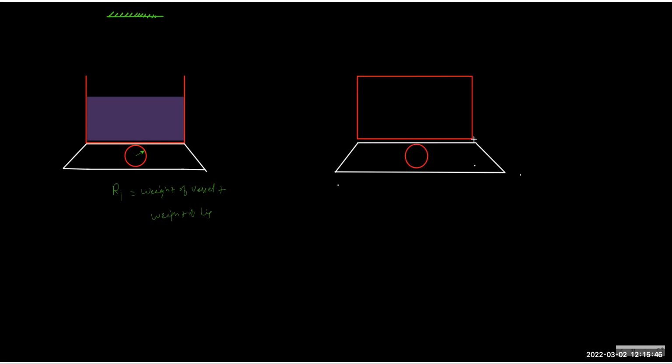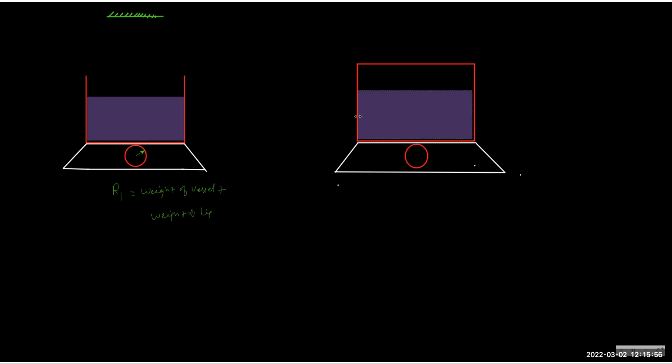We'll do the entire thing once again. And now we suspend the bob from here, which is completely submerged in the liquid, but not touching the bottom. Yeah, we are making sure. So now the question is, if I do so, will the reading change, yes or no? R2 will be equal to R1, less than R1, or more than R1? What do you think?